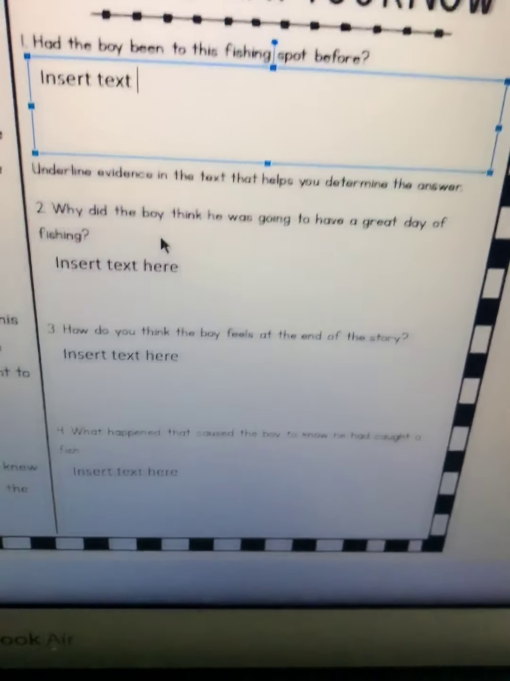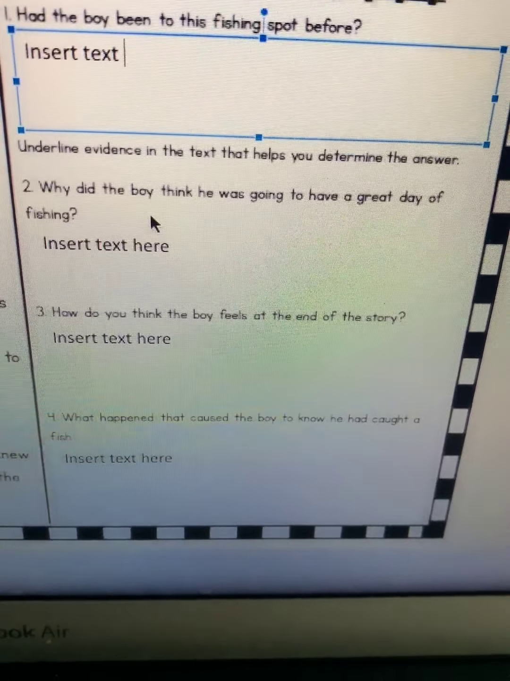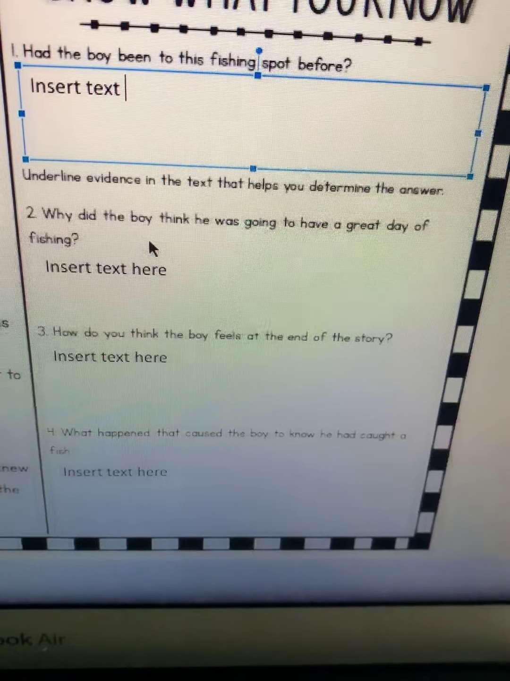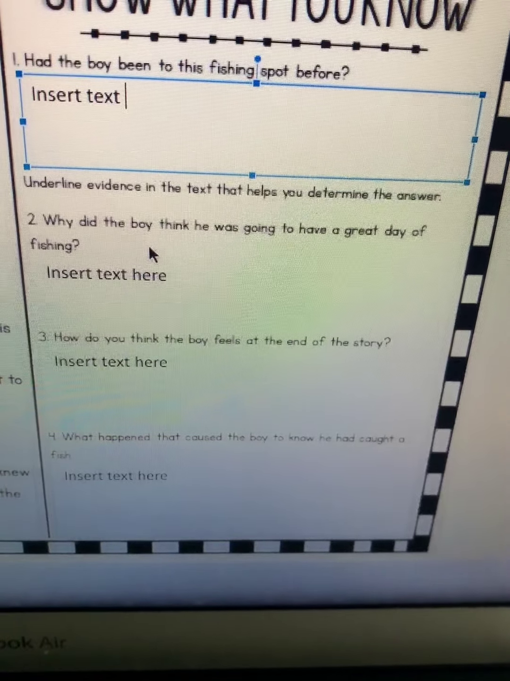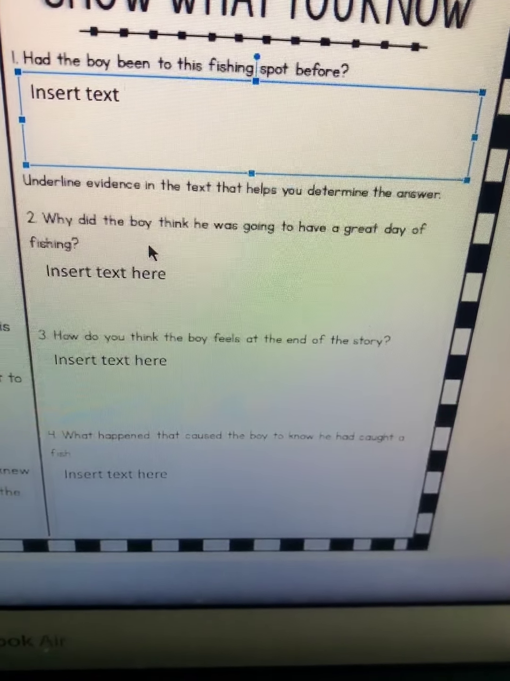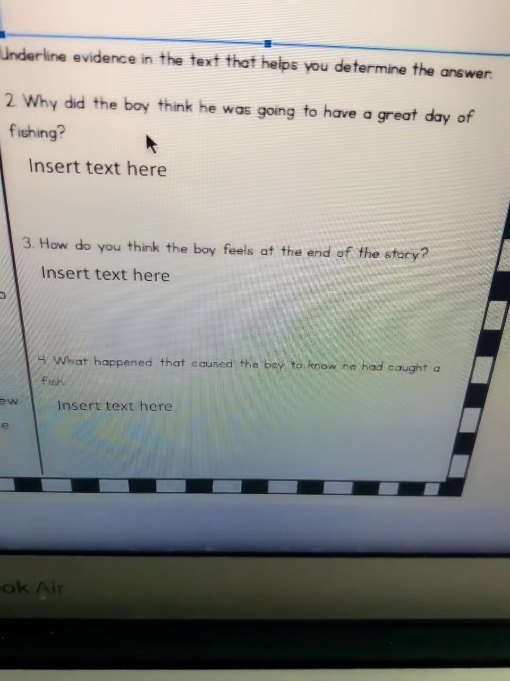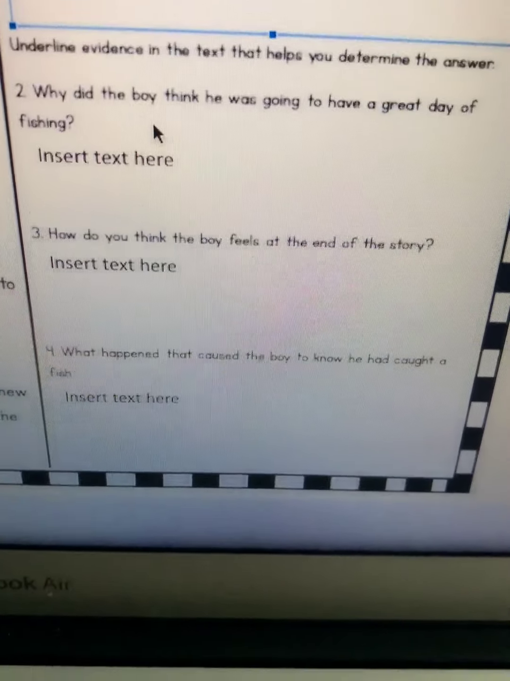Okay, question number 2. Why did the boy think he was going to have a great day of fishing? So again, you're going to look for clues in the text that help you make the inference about why he thinks he's going to have a great day of fishing. And you're going to type your answer in number 2.